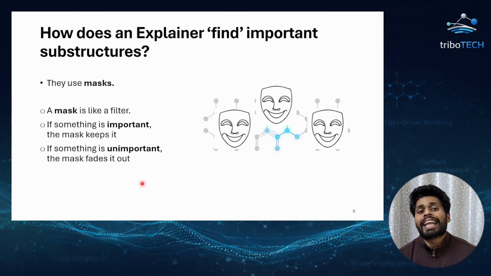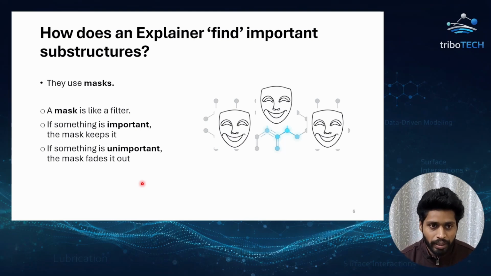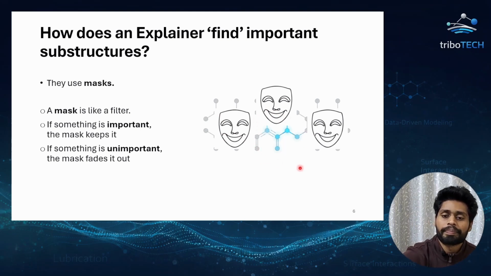Now, how does an explainer find such important substructures? They use something called masks. A mask is just like a filter. If something is important, the mask keeps it, and if something is not important, the mask fades it out. From this illustration, you can see that the mask has hidden all the portion of the graph except this portion. So this indicates that this portion is important.